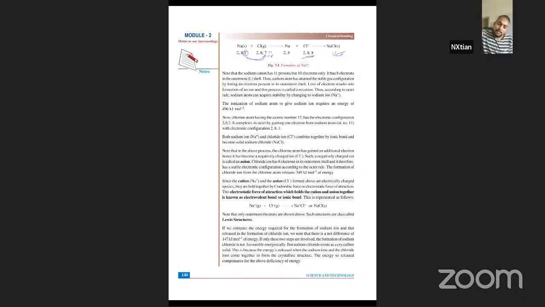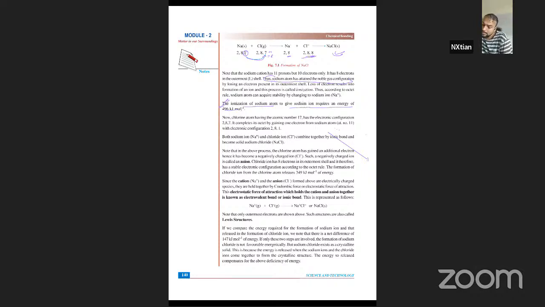Now, the sodium will also have noble gas configuration. You can see that in the outermost shell only 8 electrons are there. The chlorine also has only 8 electrons in the outermost shell. They have less energy and become more stable, as the ionization of the sodium atom to give a sodium ion needs this much energy.